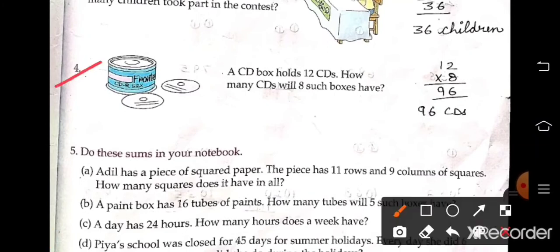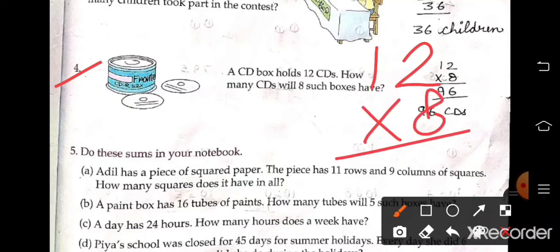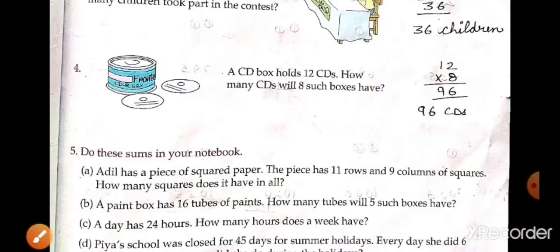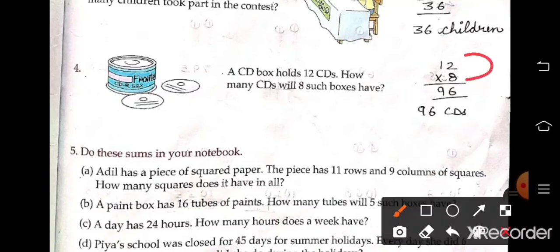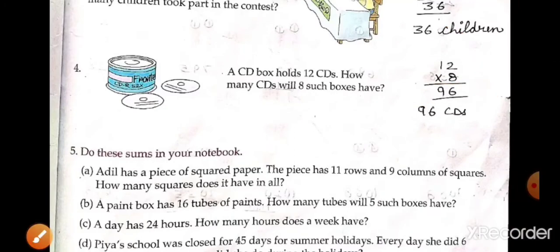Now question number 4. A CD box holds 12 CDs. How many CDs will 8 such boxes have? So one box had 12 and 8 such boxes. 12 multiply 8 CDs. So 12 multiplied by 8, 2 8s are 16. 6 here carry 1. 8 1s are 8 and carry 1, 9. Total 96 CDs.